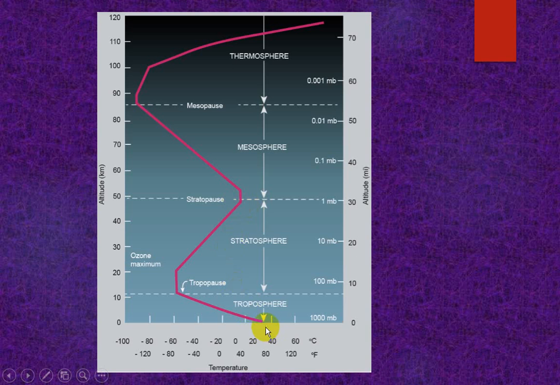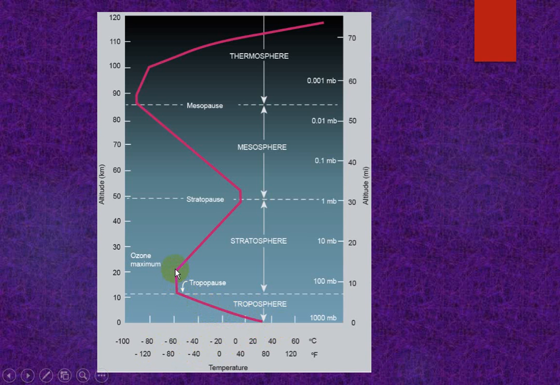Look, this is the temperature increasing. This is temperature: minus 120, minus 80, minus 40, 0, 40, 80. Here on the right-hand side temperature increases, here it decreases. So in the troposphere, if we go to the top of the troposphere, temperature decreases.